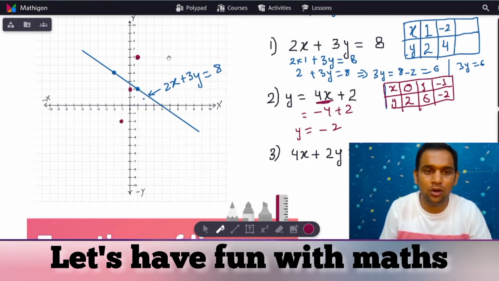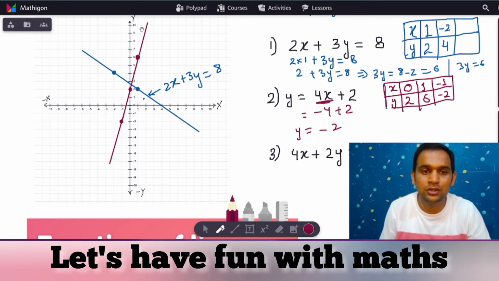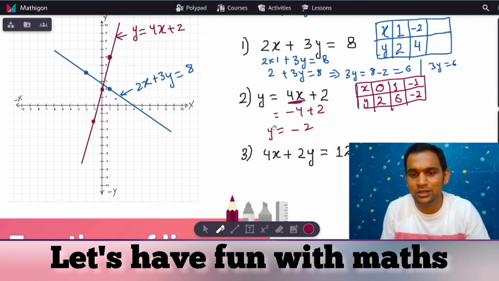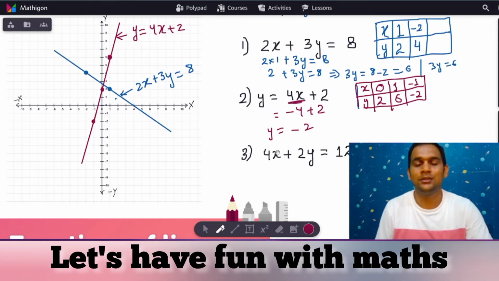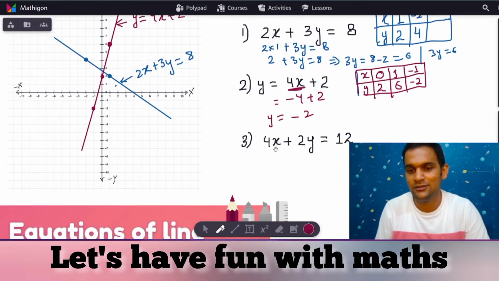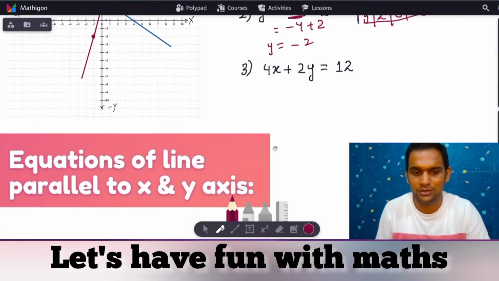Let's try to connect all these 3 points with one line. Yes, you are able to do it. So when you have 3 points to plot, we in a way verify it directly also. So this is the line which is the graph for the equation y equals 4x plus 2. Yes, you can try this third equation, 4x plus 2y, on the graph by yourself with the help of a table.